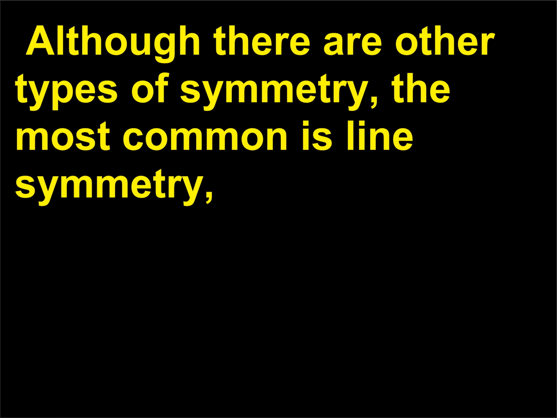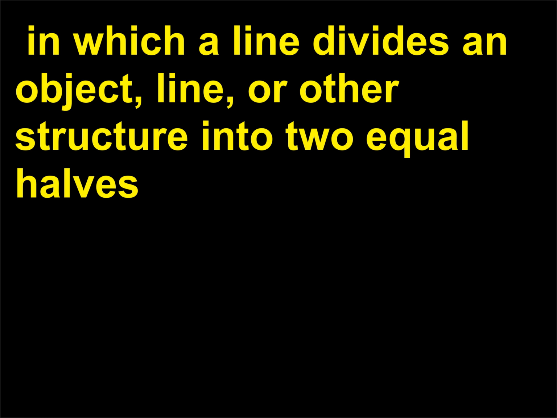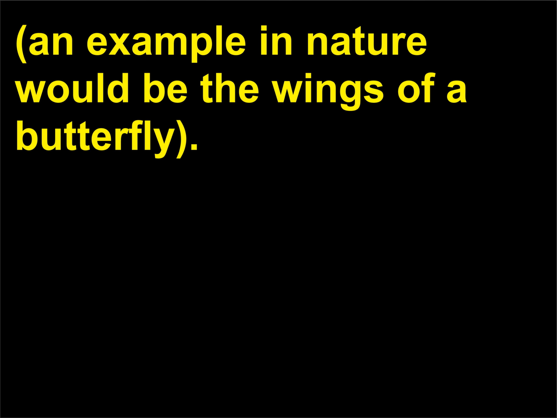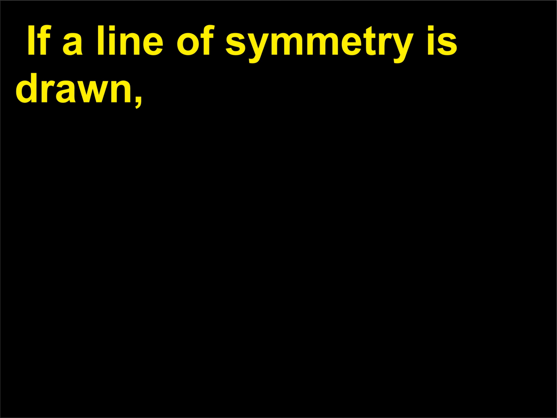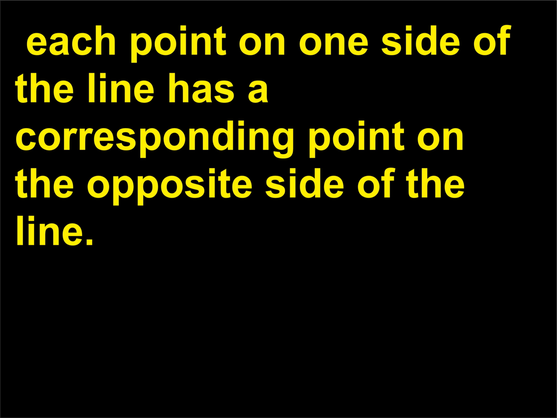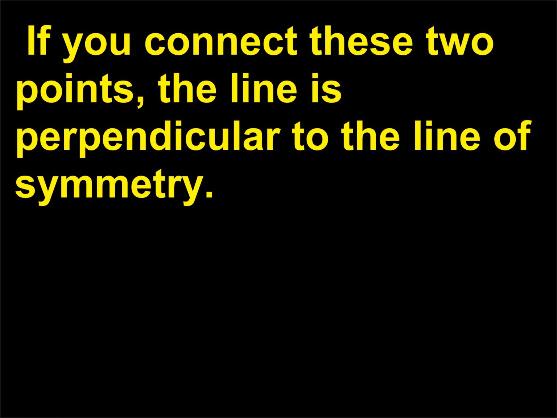Although there are other types of symmetry, the most common is line symmetry, in which a line divides an object, line, or other structure into two equal halves. An example in nature would be the wings of a butterfly. If a line of symmetry is drawn, each point on one side of the line has a corresponding point on the opposite side of the line. If you connect these 2 points, the line is perpendicular to the line of symmetry.